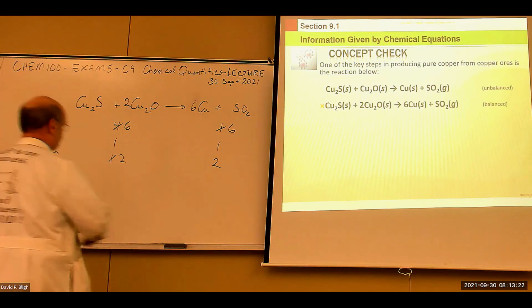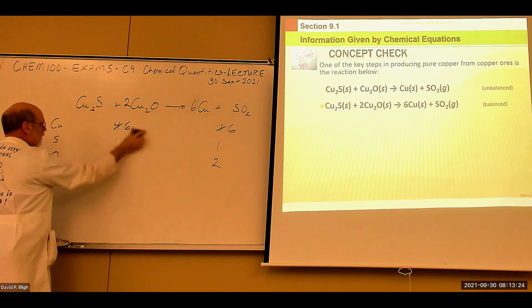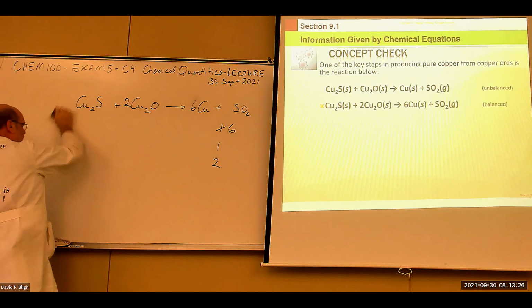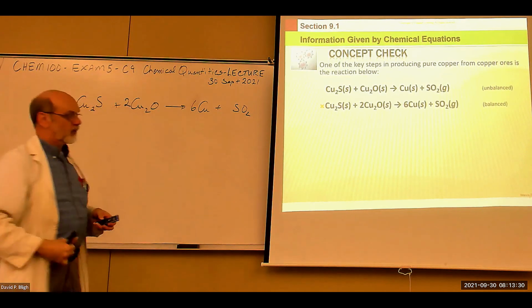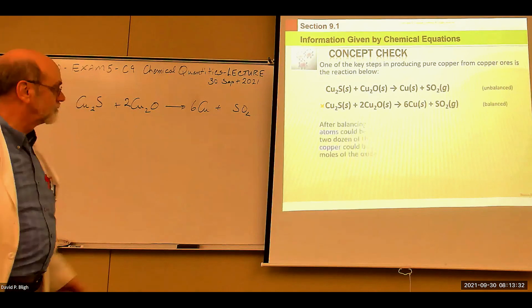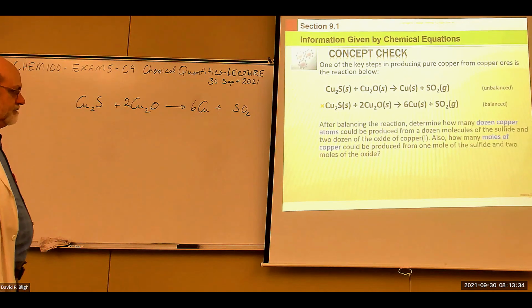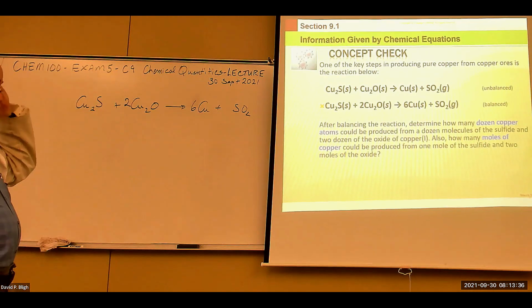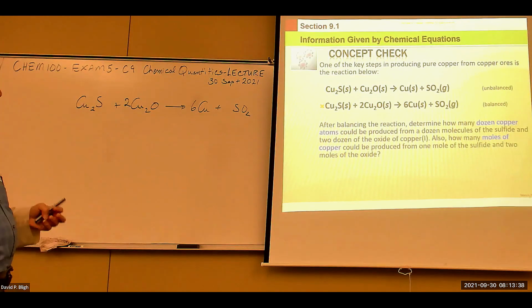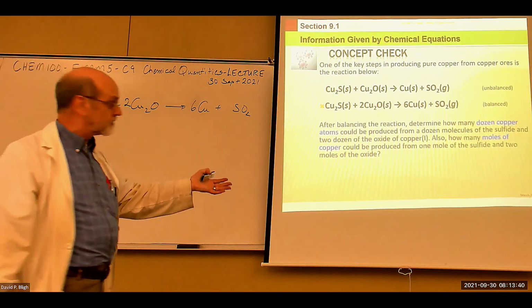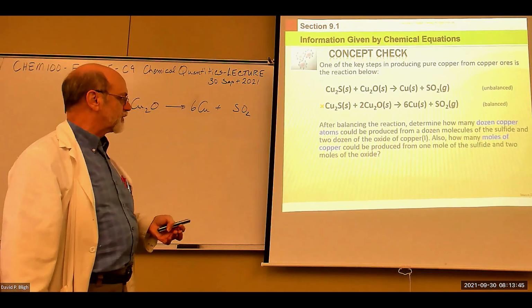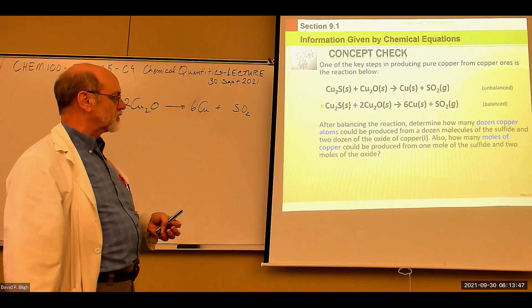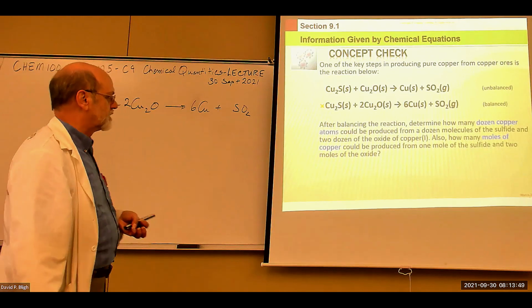All right. So now that we have a balanced equation, what does it mean? What can we do with it? We can look at it several different ways. If we want to answer this particular question, determine how many dozen copper atoms could be produced from a dozen molecules of sulfide and 2 dozen of oxide.